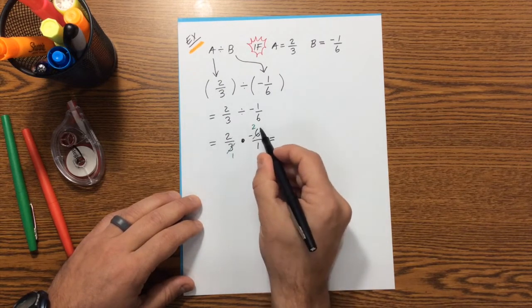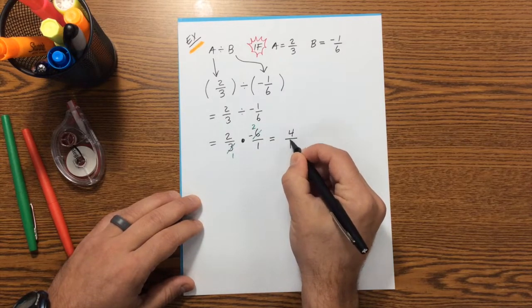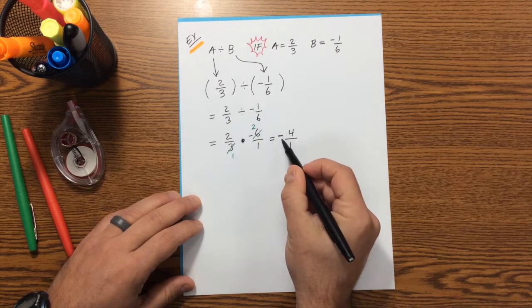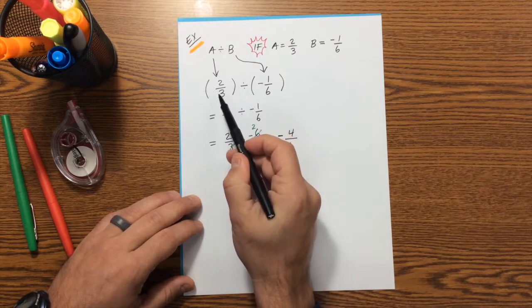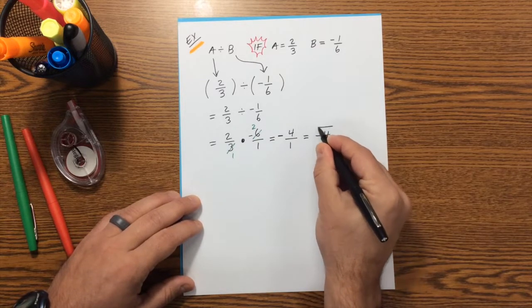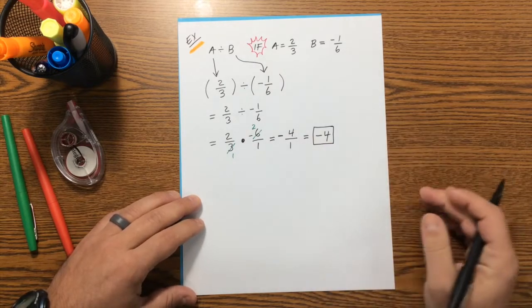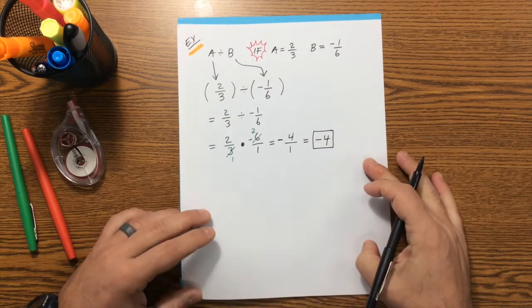Okay, 2 times 2 is going to be 4, 1 times 1 is going to be 1, and our product is going to be negative because a negative times a positive is always negative. And this simplifies to a -4. How lovely. All right, let's look at one more example.